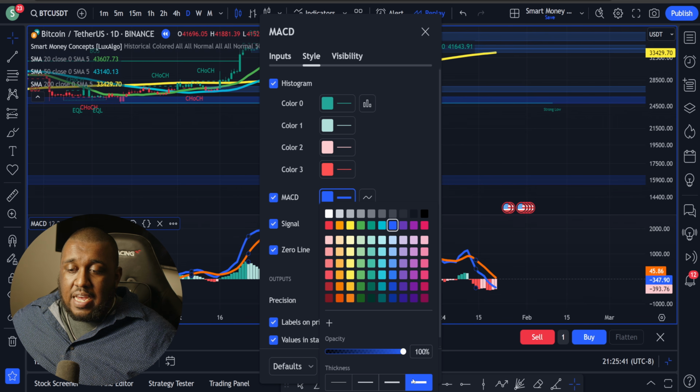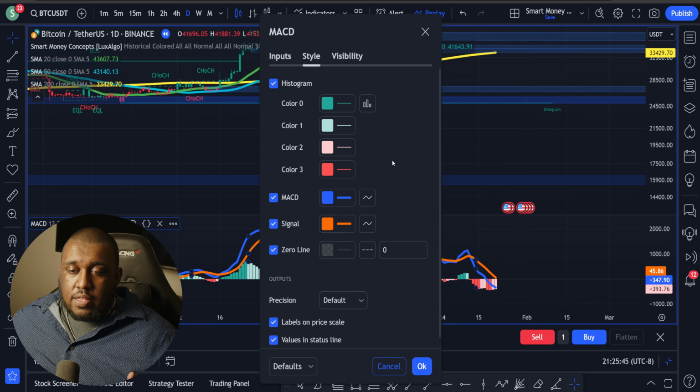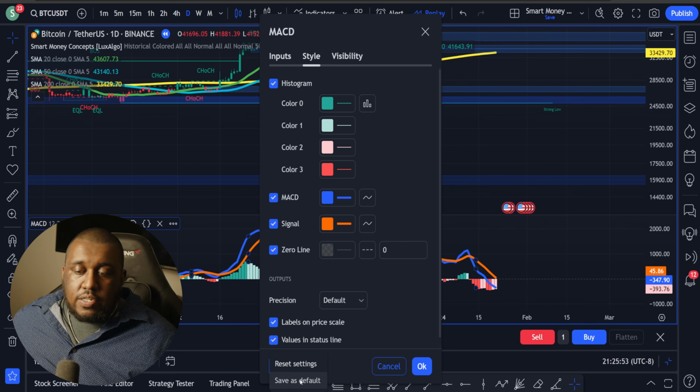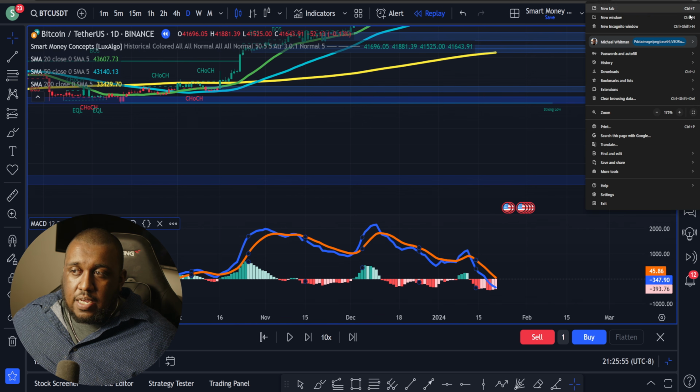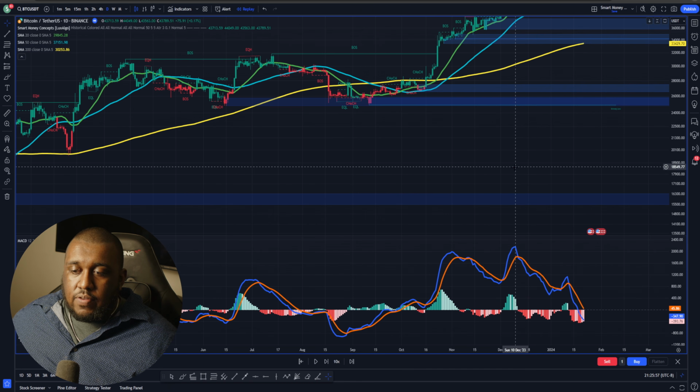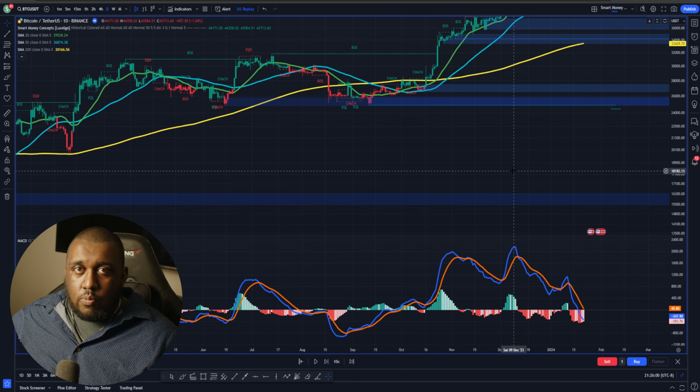If you guys want to have it be an auto thickness like this, go to MACD, the blue line, make it thick. Same with the orange one. And then you'll come over here to default and save as default right there. That way, every time you add a MACD onto your chart, now the lines are thick. This is only because, again, we are zoomed at 175. It doesn't look too bad when you zoomed out at 100%.